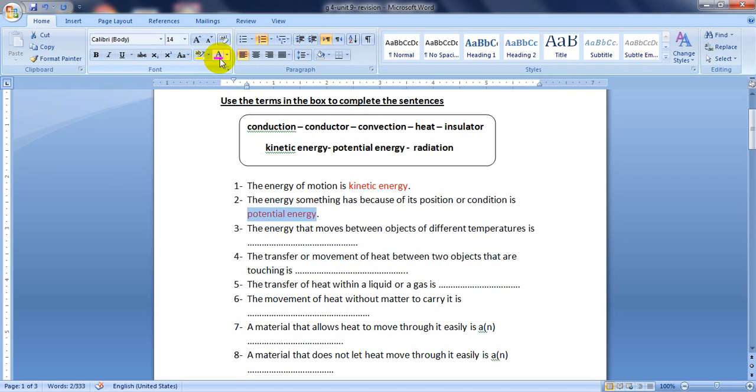Now, number 3, the energy that moves between objects of different temperatures is? Which kind of energy is that? It's heat. The 4th one, the transfer or movement of heat between two objects that are touching is? Objects that are touching. As we said, solid objects. It's called conduction.